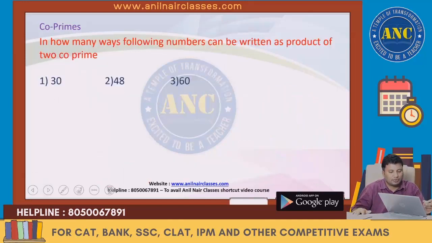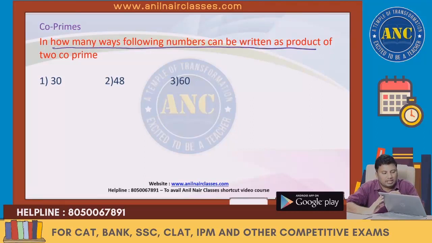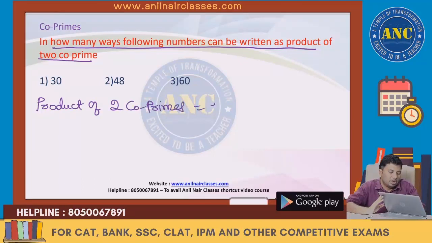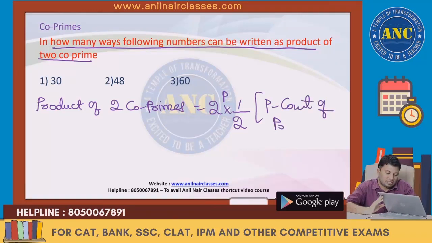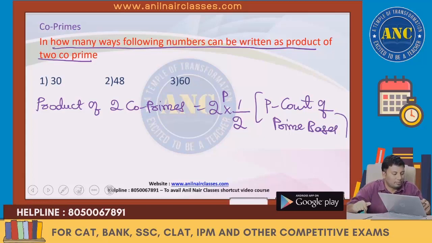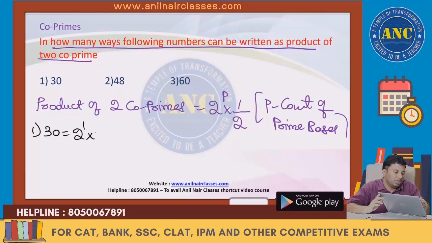Answer is 32. In how many ways can the numbers be written as a product of two co-primes? Already we discussed yesterday. Product of two co-primes is given by the logic 2 power p divided by 2. Yesterday I told you p is nothing but the count of prime bases. So 30 is 2 into 3 into 5, so 3 prime bases are there.